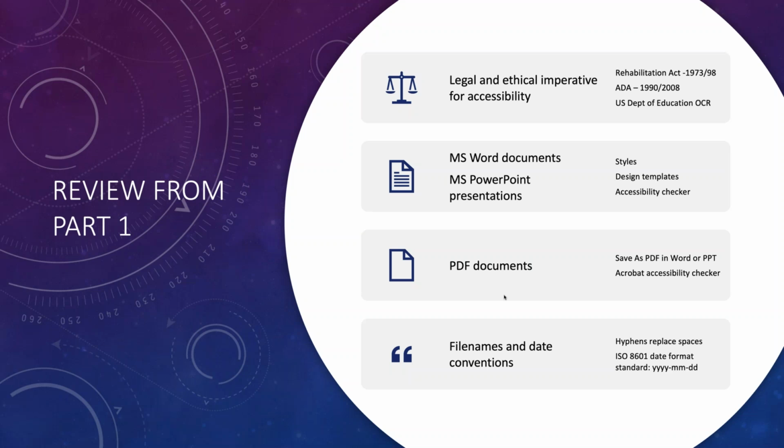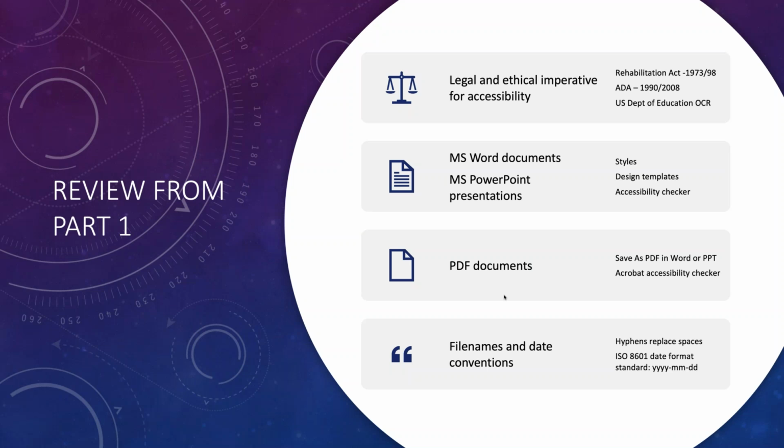So then we moved on to PDF documents, which are a very common way of publishing information. And typically what we do is create our documents in Word, and then we save them as PDF within Word or within PowerPoint. And again, if you have created appropriate structure for your Word document and you save it as a PDF, most of that structure carries through to the PDF. But Acrobat also does have an accessibility checker built in and handy ways of fixing problems very easily, just at the click of a button.